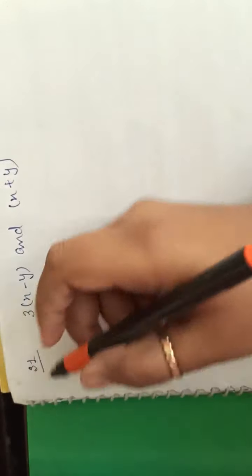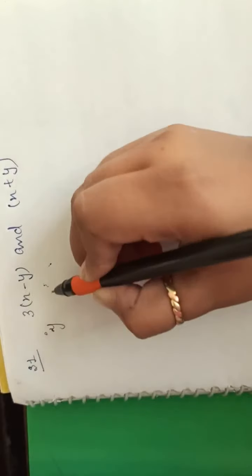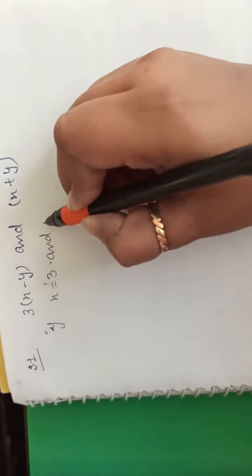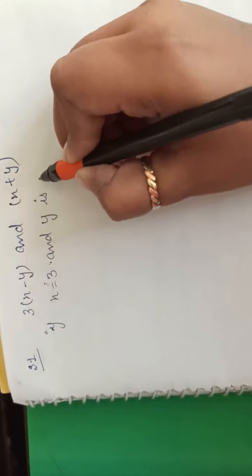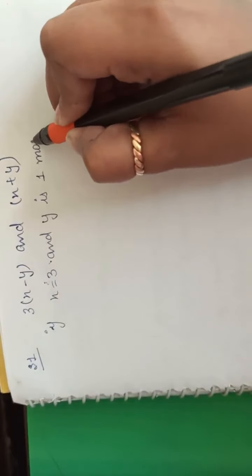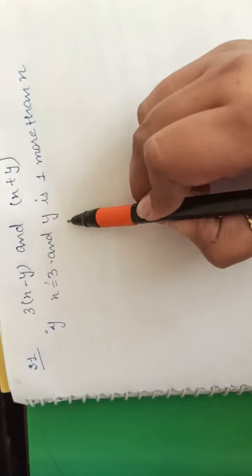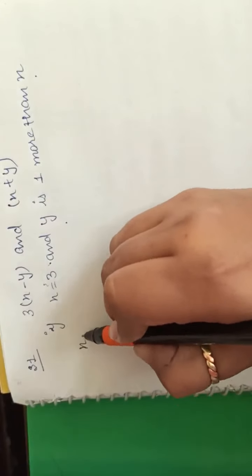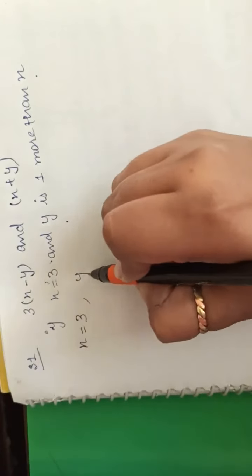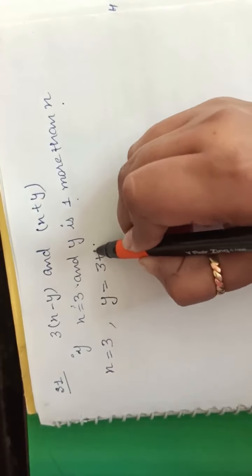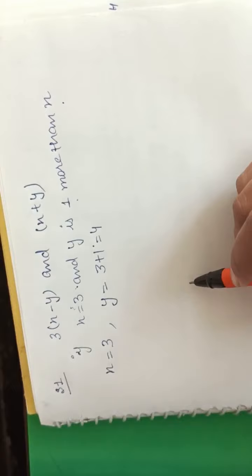So in this question, beta, in S1 you make a change in the statement where the condition is given. If x equals 3, you will write y is 1 more than x. It is written opposite, here x and here y. You will interchange this. So x equals 3 and y equals 1 more than x, so 3 plus 1 equals 4.